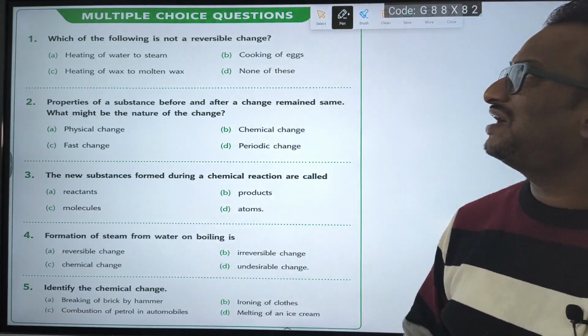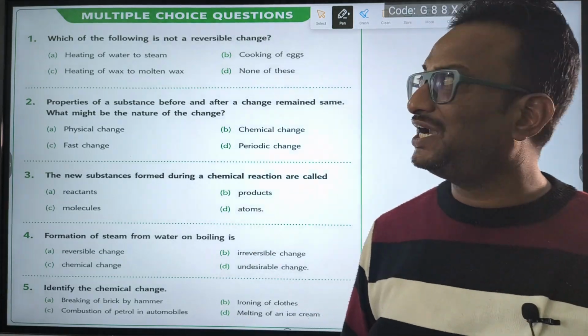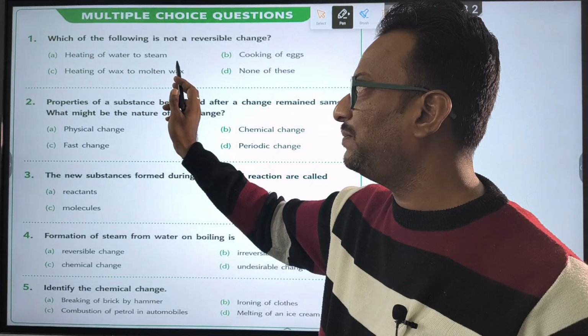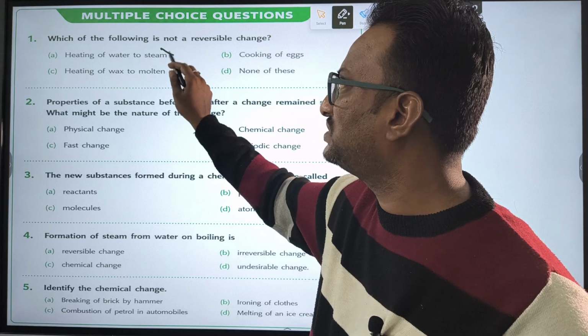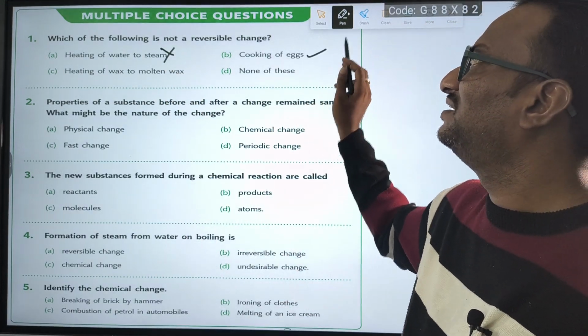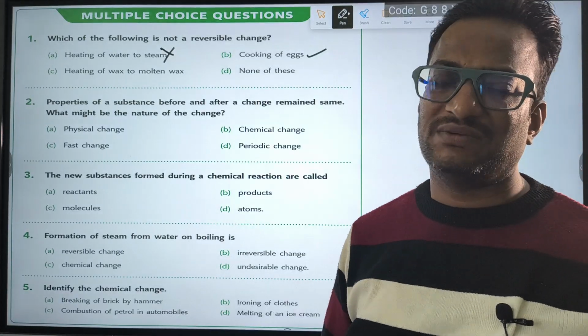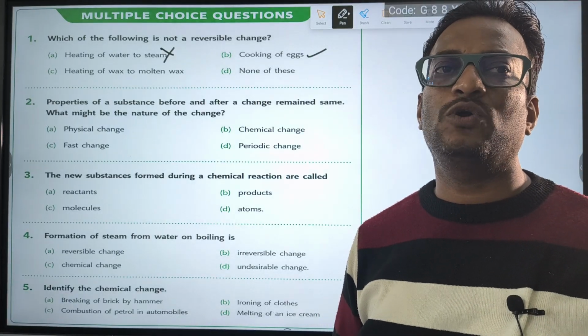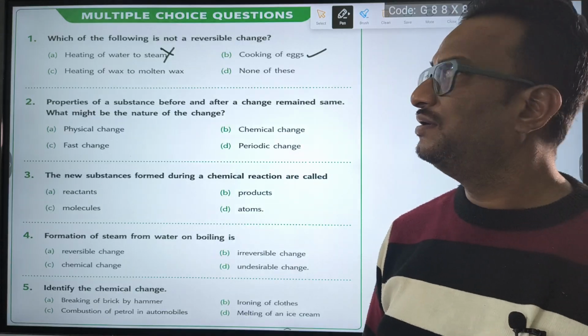Which of the following is not a reversible change? We cannot get it back. Heating of water to steam, you can get back this. So this is not the right answer. Cooking of eggs, yes. So cooking of eggs is not a reversible change. Once egg is cooked, you cannot get a raw egg, right?